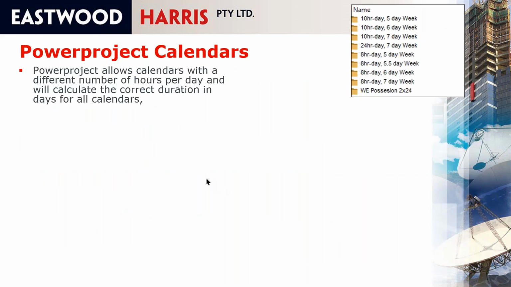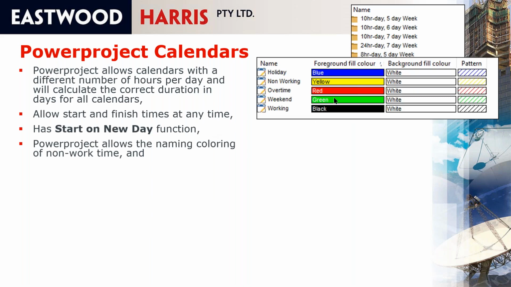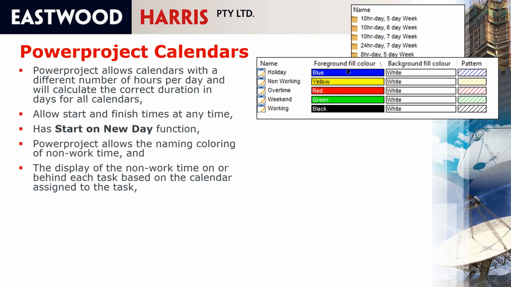If you have a look at Powerproject, it also allows you to have different hours per day and calculates properly. It allows start and finish times at any time. It has a start on new day function. It allows you to name non-work time and color them differently. It allows you to display the non-work time on or behind each task based on the calendar assigned to the task.